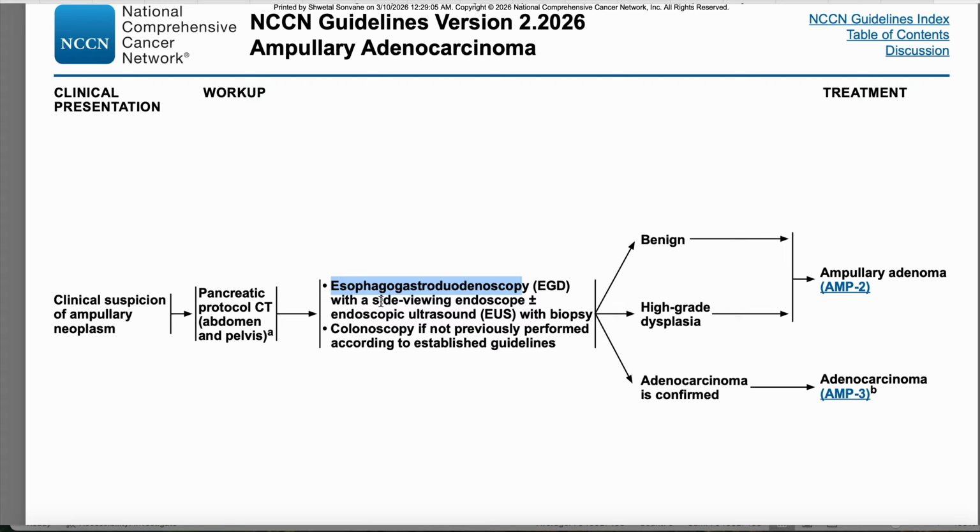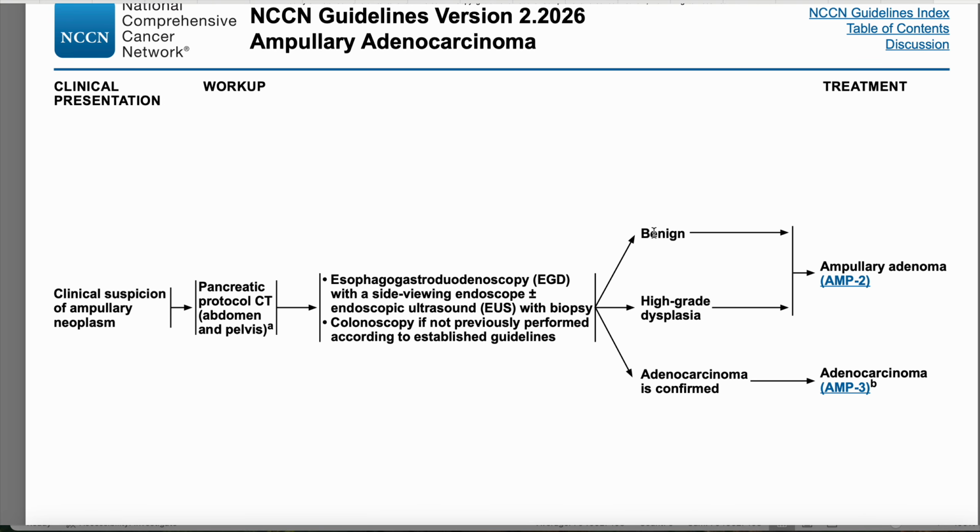Esophagogastroduodenoscopy with a side-viewing endoscope with EUS with biopsy, and colonoscopy, if not done previously, performed according to the established guidelines. The biopsy can turn out benign, or high grade dysplasia, or adenocarcinoma confirmed. So what if the biopsy is benign or high grade dysplasia? Then what are we going to do next?